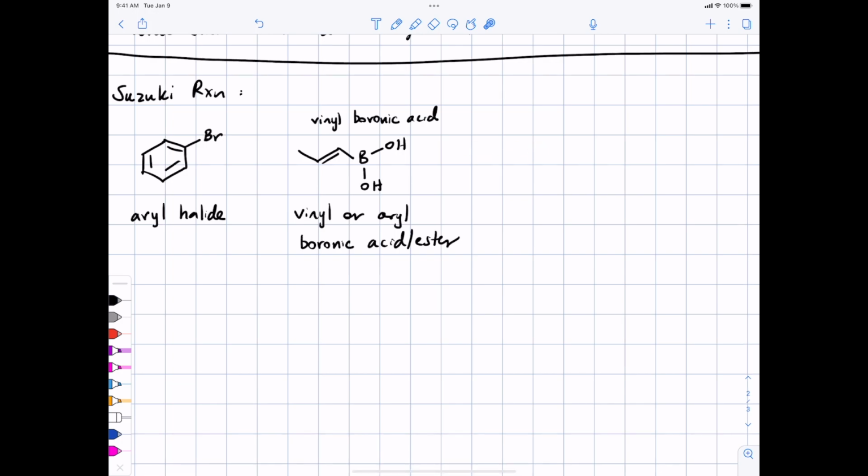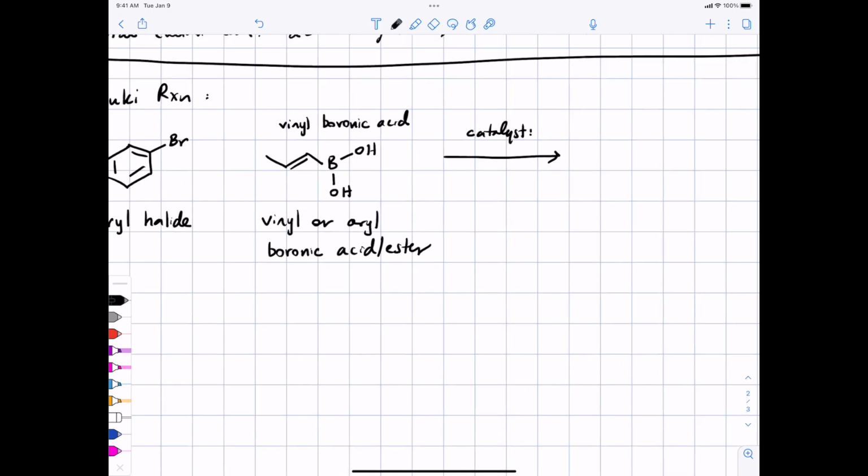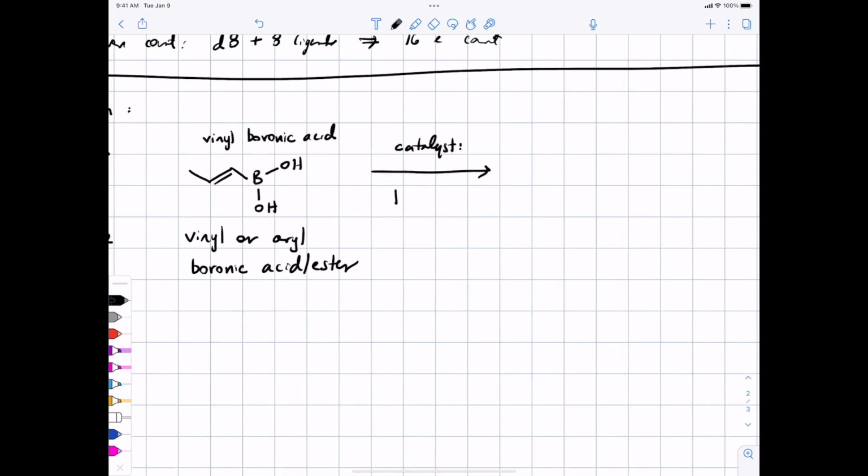The catalyst for the reaction, and this is one of the reasons it is so useful, is that you only need a small amount of catalyst, is palladium with 4 triphenylphosphine ligands. That's a neutral palladium 0.